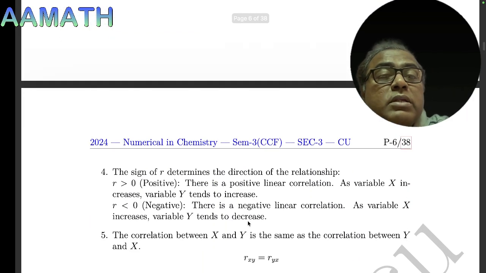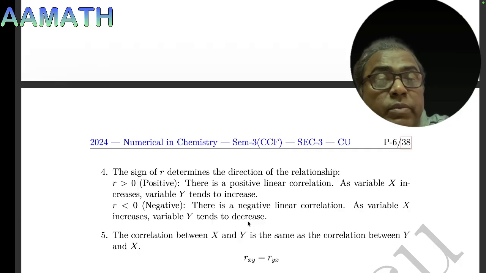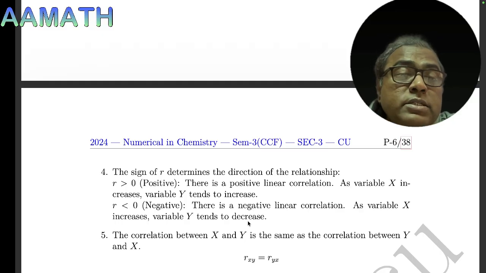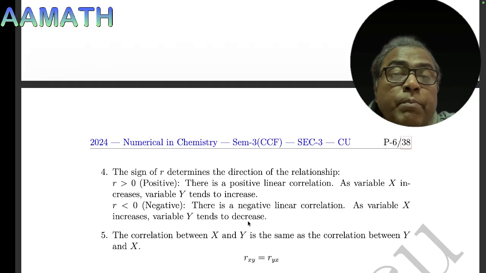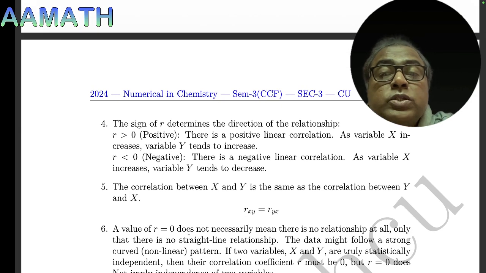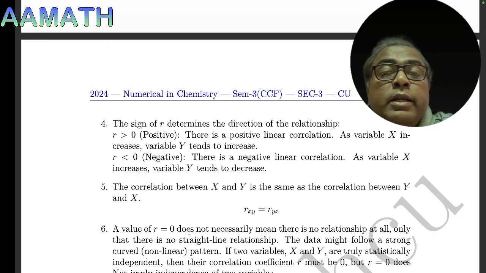Number 4, the sign of R determines the direction of the relationship. If R is positive, there is a positive linear correlation: as variable x increases, variable y tends to increase. If R is negative, there is a negative linear correlation: as variable x increases, variable y tends to decrease. But R equal to 0 does not necessarily mean that there is no relationship at all, only that there is no straight line linear shape.